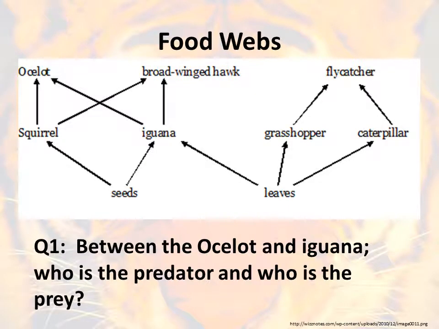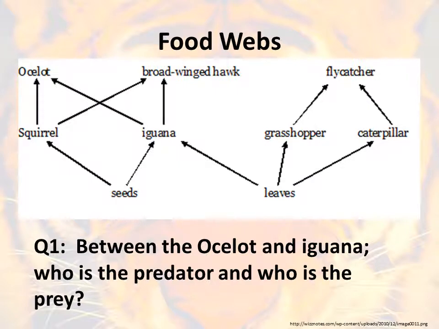So the first question I want you to answer on your notes for this part of the food webs is, between the ocelot and the iguana, who is the predator and who is the prey? Pause the video and write down your answer for which one it would be. These are key terms that you just have to remember. Now I'll give you a little bit of help because this is a reteach and this isn't the test.